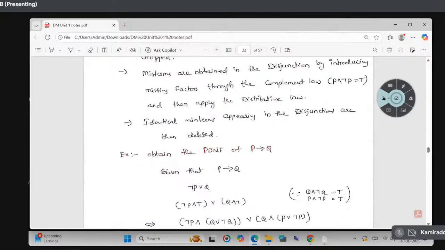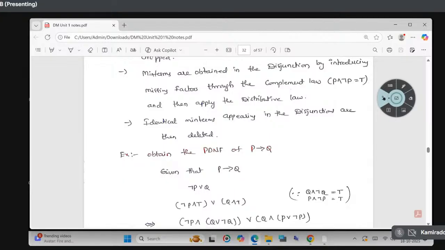Identical minterms appearing in the disjunctive normal form are then deleted. If you are getting identical terms, you delete them. If you are not getting any identical terms, then you go for the solution. So these are the steps that we are going to follow.